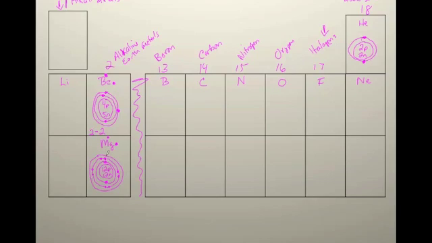And it has 2 electrons in its outermost shell. So remember, the atomic number for magnesium is 12. So it has 12 electrons: 2 in the K shell, 8 in the L shell, and 2 in the M shell.